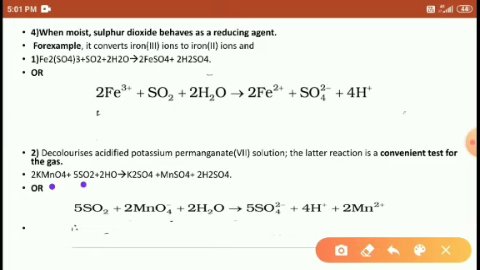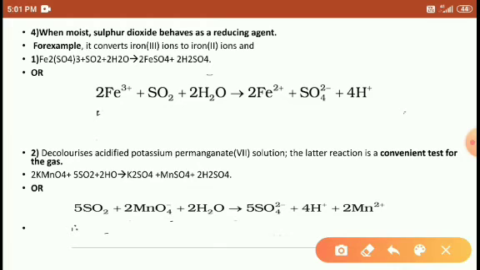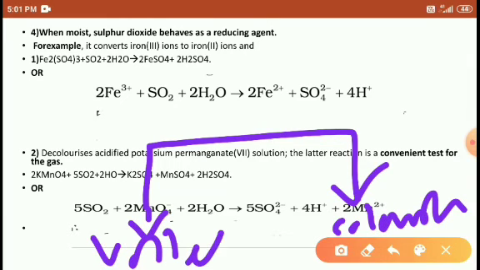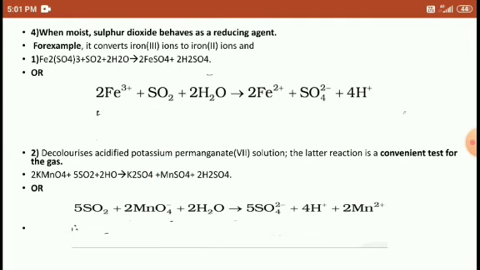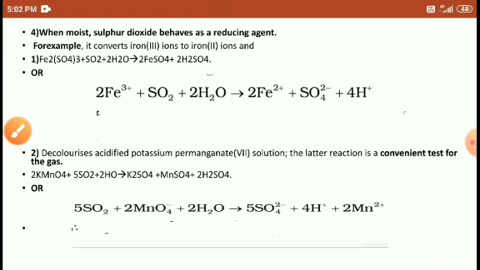So KMnO4 reacts with sulfur dioxide to form potassium sulfate, MnSO4 and sulfuric acid. Look at here, sulfur dioxide, KMnO4 turns into MnSO4. So the oxidation state of Mn changes to +2. When it turns to +2 oxidation state, here it is colorless, and here it is violet color. Right, friends? So this is a method to determine sulfur dioxide using potassium permanganate.